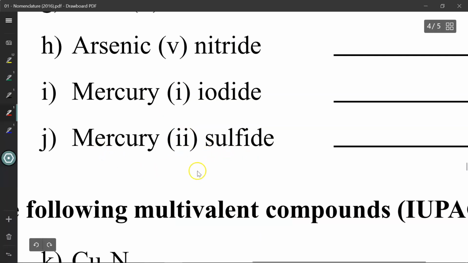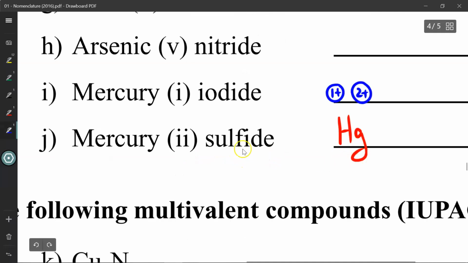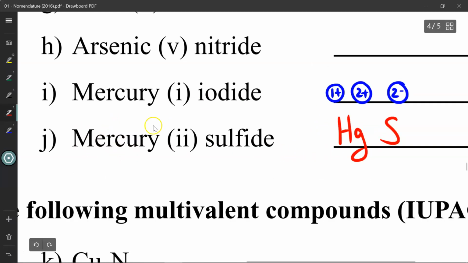So let's do a sample question. Mercury 2 sulfide. Mercury's symbol is Hg, and it is multivalent with 2 options, 1 plus or 2 plus. While sulfide, used to be called sulfur, is monovalent with a 2 minus charge. Since it says mercury 2, I know that it's the species of mercury, not mercury 1. So I can cross that one out.